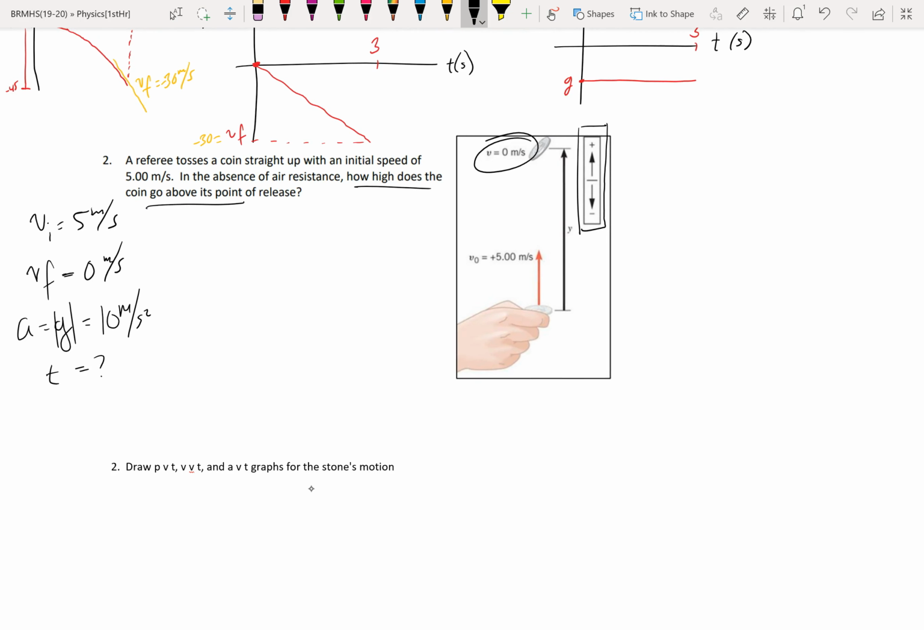And what else? Do I know time? No. Do I know the vertical displacement? No. Okay. So I'm asked to find how high it goes, so I need to use a kinematic equation that does not have t in it, and I know that's this one.